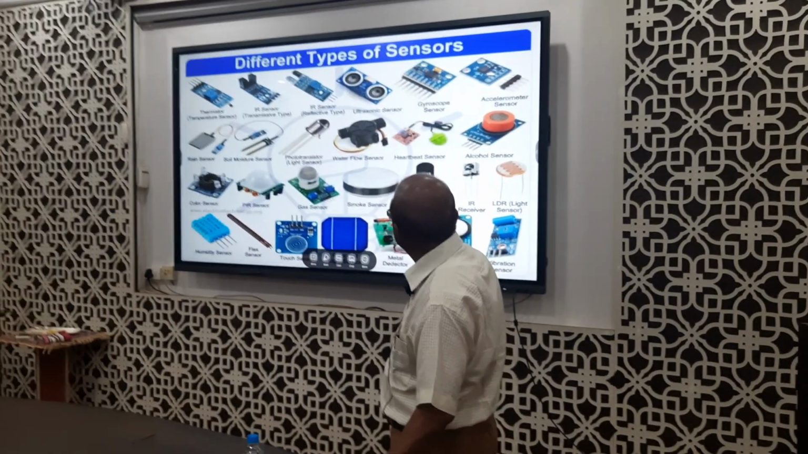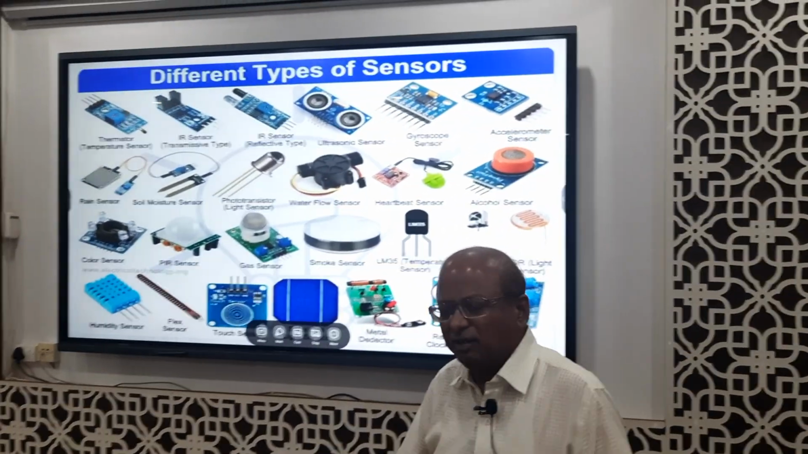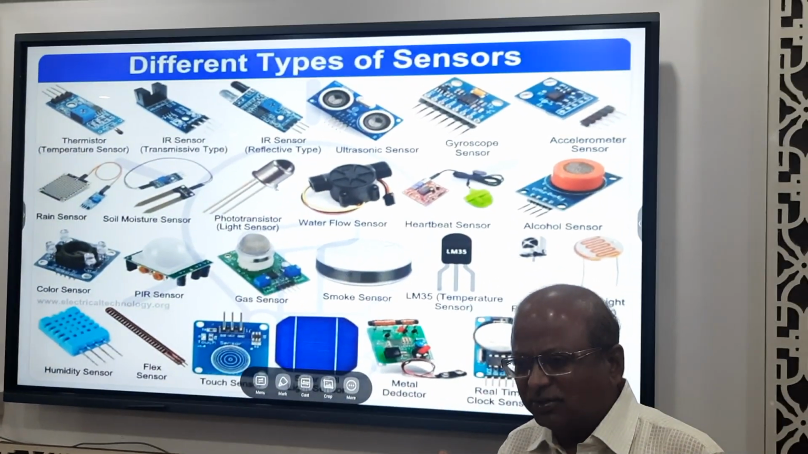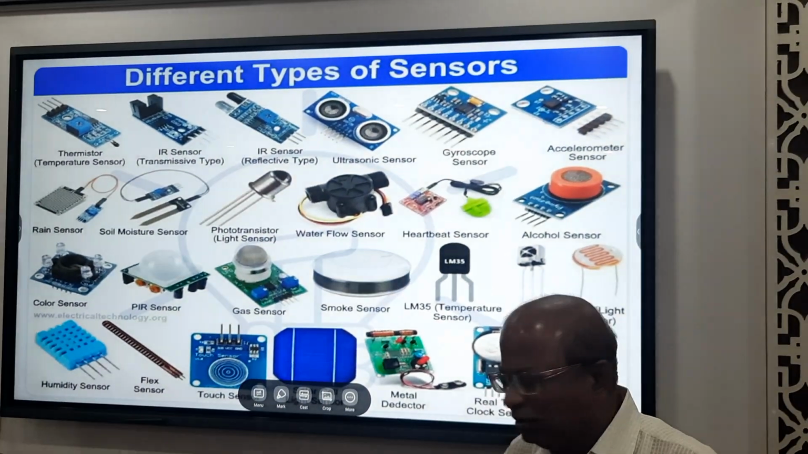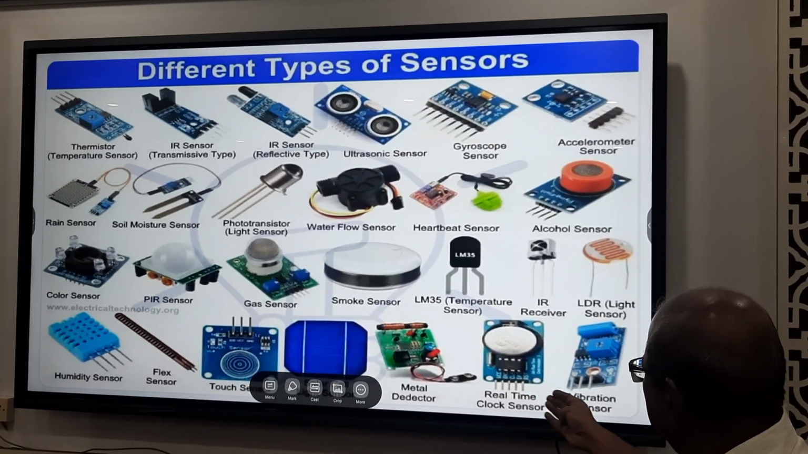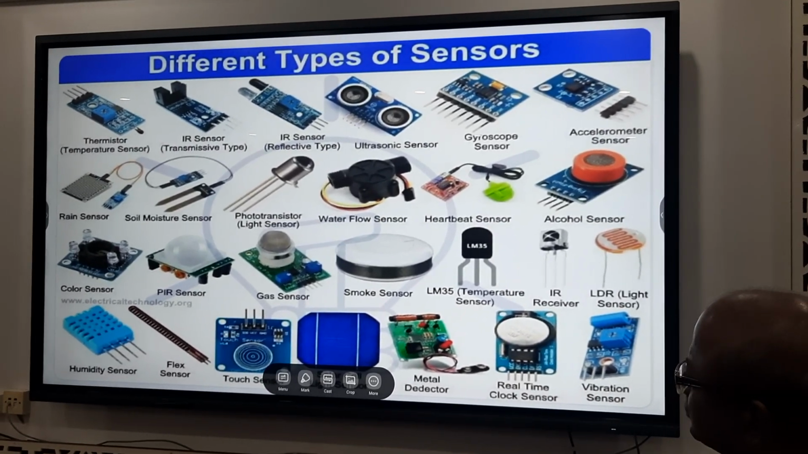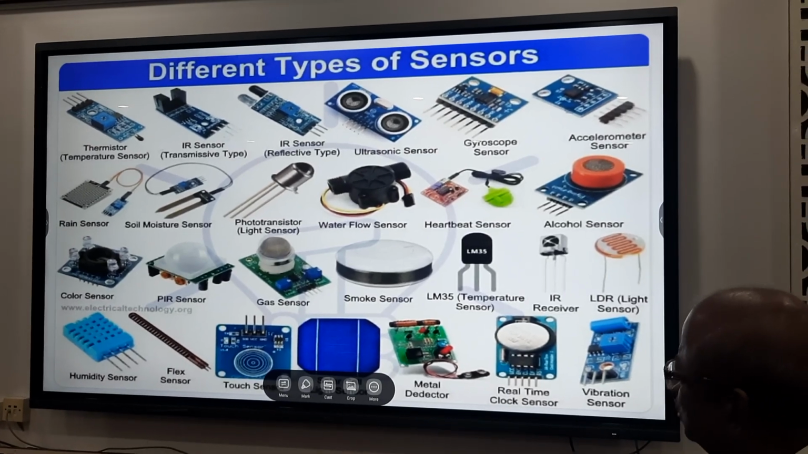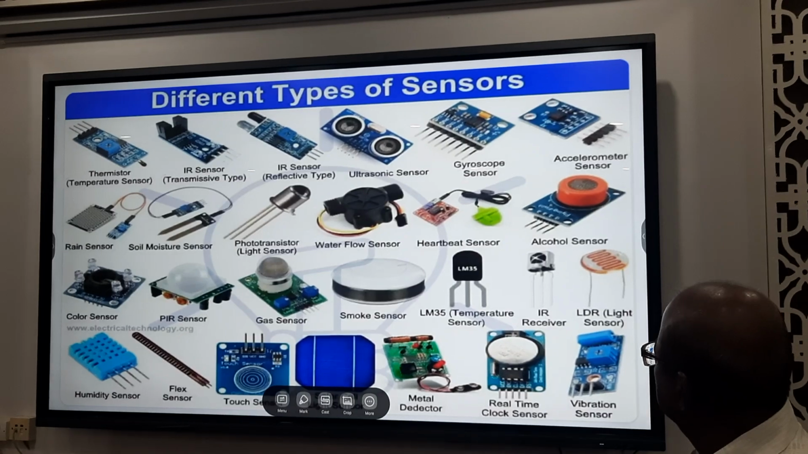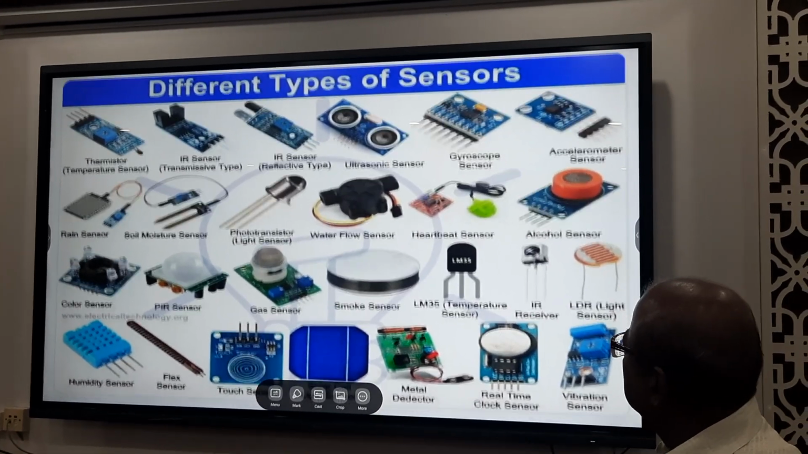So these are the various types of sensors. Sensors may be of n number of types. I have given the names of a few sensors in our human body, but temperature sensor, pressure sensor, various things may be there, color sensor, humidity sensor. A GPS sensor is also used in our mobile phones, as I told.